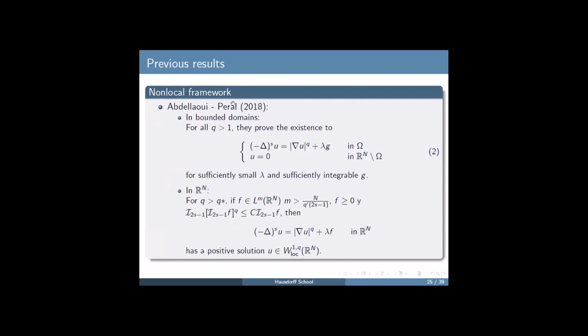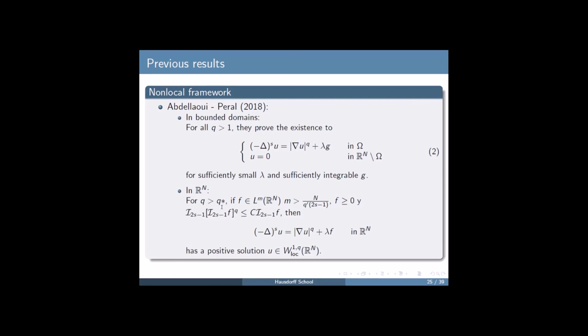And recently, Ireneo and Boumedian proved in bounded domains that if you have a problem like this, which is related to our problem but in a bounded domain, then if lambda is sufficiently small and g is sufficiently integrable, there is a solution of this problem for q greater than 1. And in R^n, they prove something related to our result.